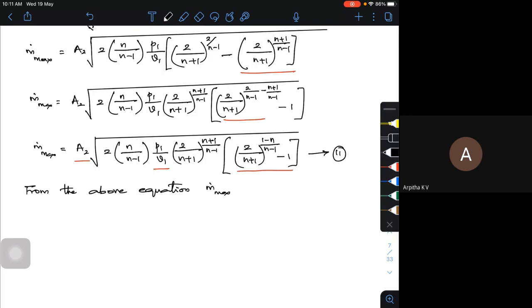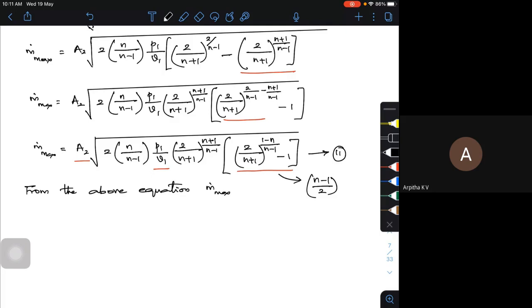So what will happen? See, n into n minus 1 you have. The n minus 1 will just cancel out. We'll have n minus 1 as common, so this term will become n minus 1 by 2. Then the n minus 1 will cancel out, and the 2 will also get cancelled out. You will end up with a2 into square root of n into p1 by v1 into 2 by n plus 1 into n plus 1 by n minus 1. You can write in that form also.